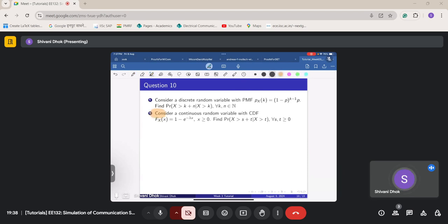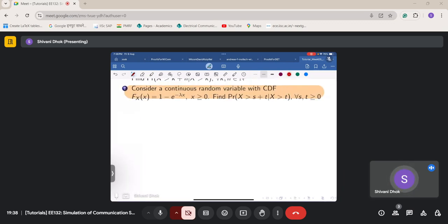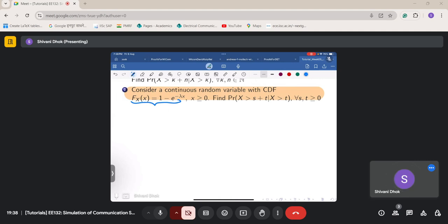So let's move to the second part of this question now. The second part says that consider a continuous random variable with CDF F x equal to 1 minus e power minus lambda x for x greater than or equal to 0. We have seen this CDF earlier. This is for an exponential random variable. In the last question only we have seen this. This is an exponential random variable. And we need to repeat the same exercise.